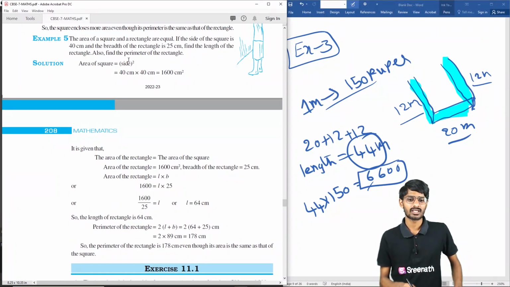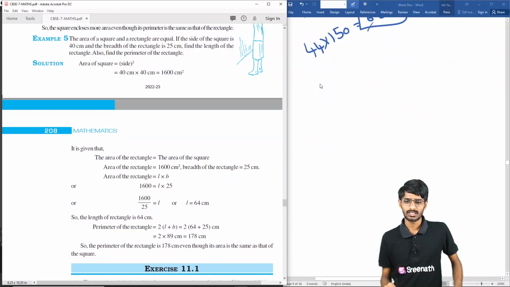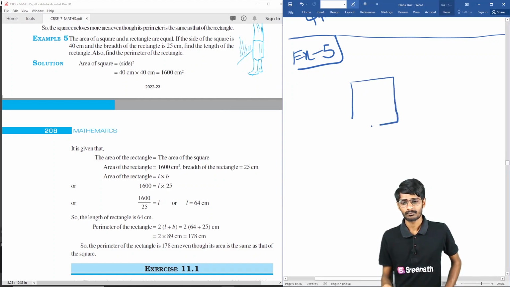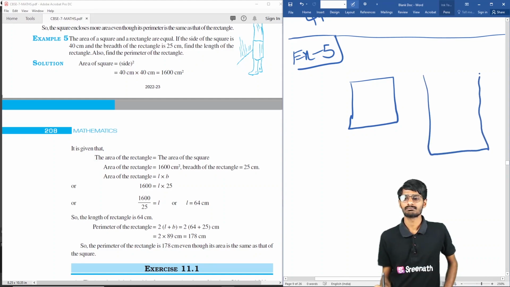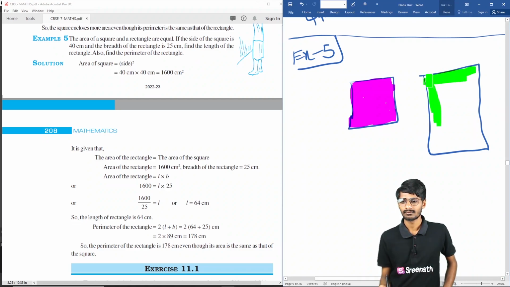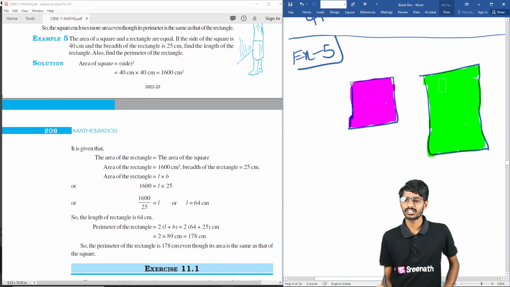So the area of a square and a rectangle are equal. Here, this is example 5. And here if you see, there is a square and there is a rectangle. I am constructing this, it is the square, and it is the rectangle. So the shaded region is the area.